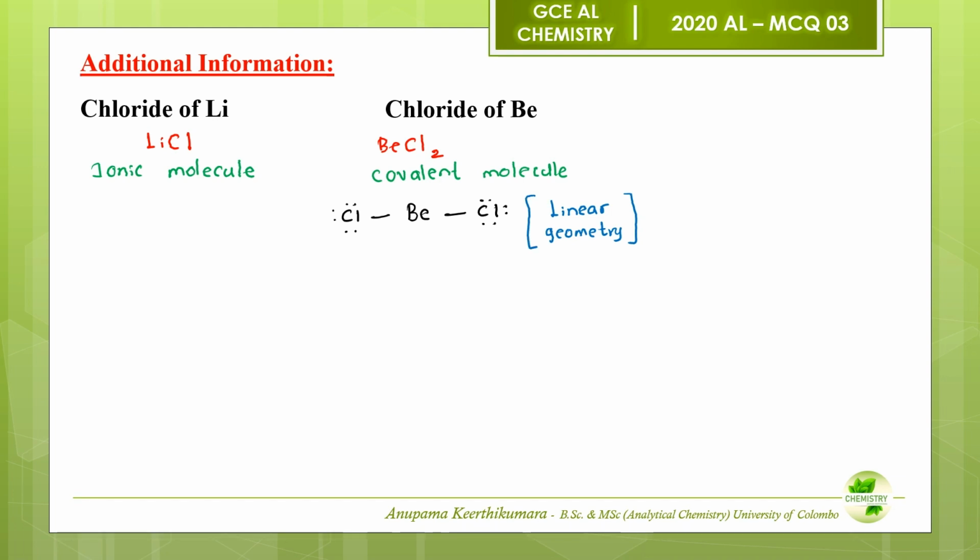Chlorine is more electronegative than beryllium. Therefore, these Be-Cl bonds are polar bonds. But this molecule is a symmetric molecule. Therefore, it does not have a dipole moment. In other words, beryllium chloride is a non-polar molecule.